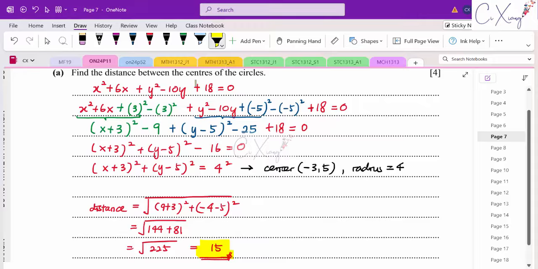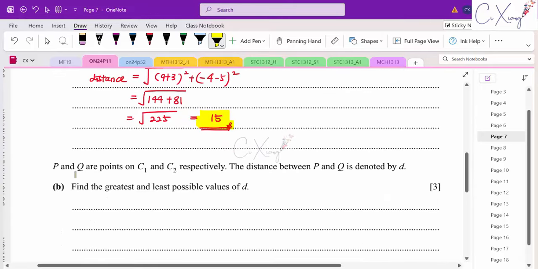So you need to find the center for the first circle first before you can find out the distance between the two centers. Then for part B, now they are talking about P and Q being points on C1 and C2 respectively. The distance between P and Q is denoted by D. Find the greatest and least possible values of D.